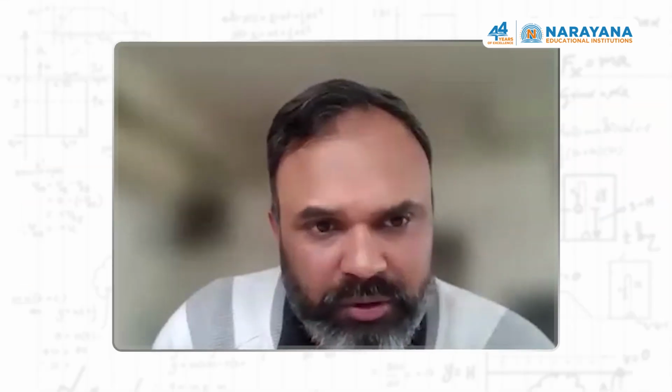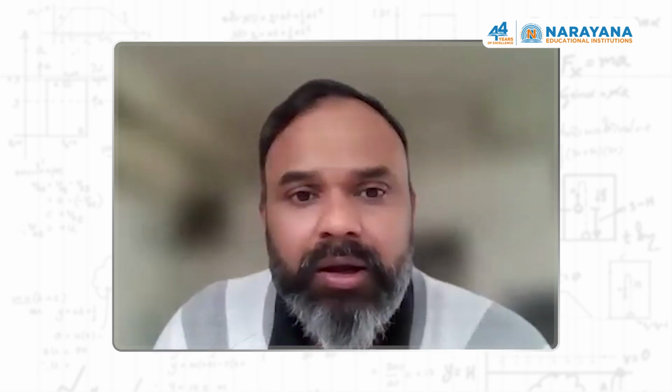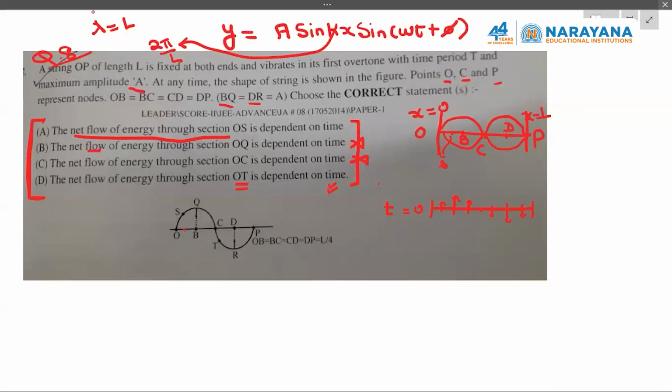Now, when he talks about flow of energy through section OT being dependent on time, varying with time, how come? What is the function? I'll write that. And OS, these are kind of similar. Obviously, if statements B and C are wrong, A is correct, and D is a direct inference of that.